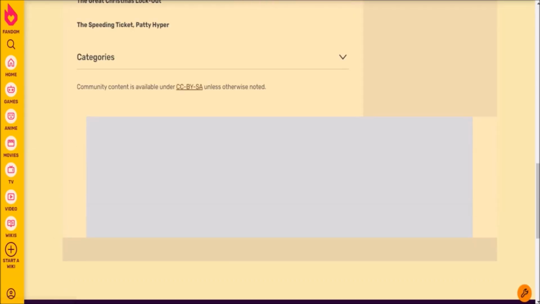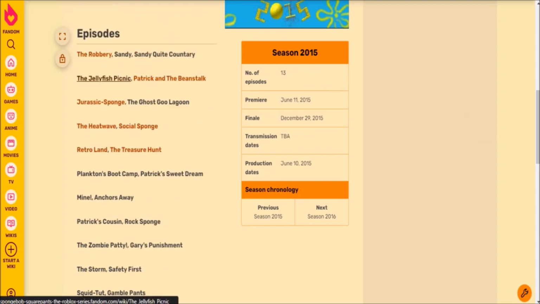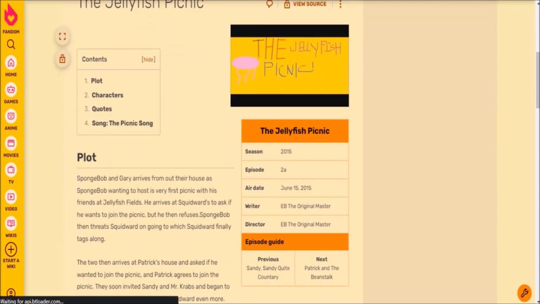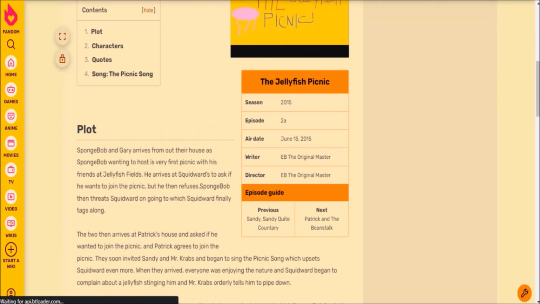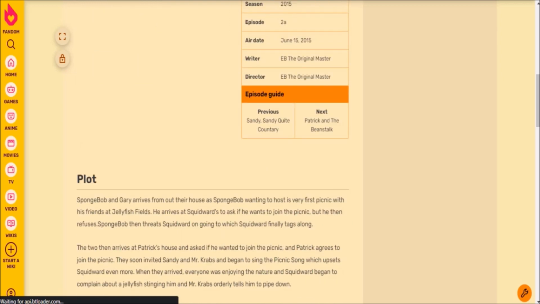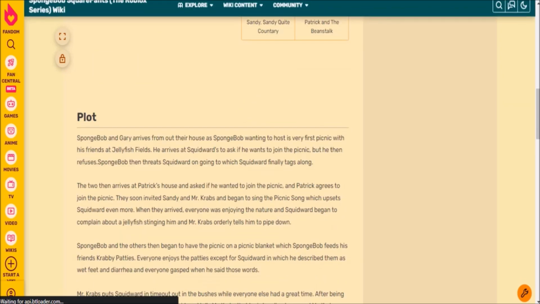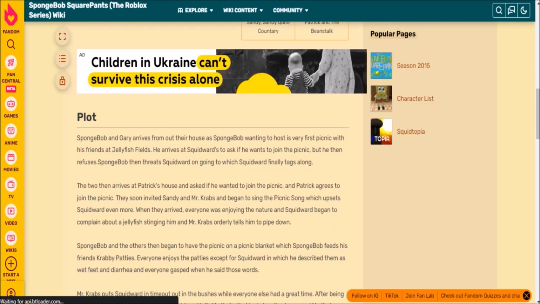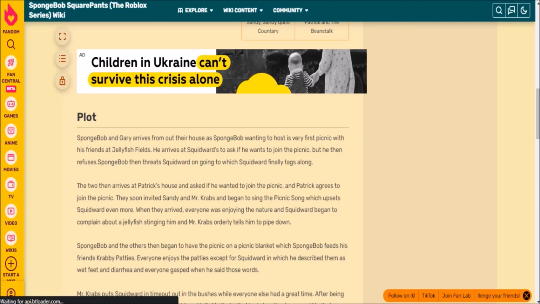All right, so the next article that I created was the Jellyfish Picnic. All right, so the plot says that SpongeBob and Gary arrive out of their houses as SpongeBob wants to host his very first picnic with his friends at Jellyfish Fields. He arrives at Squidward's to ask if he wants to join the picnic, but he refuses. SpongeBob then threatens Squidward on going, to which Squidward finally tags along.